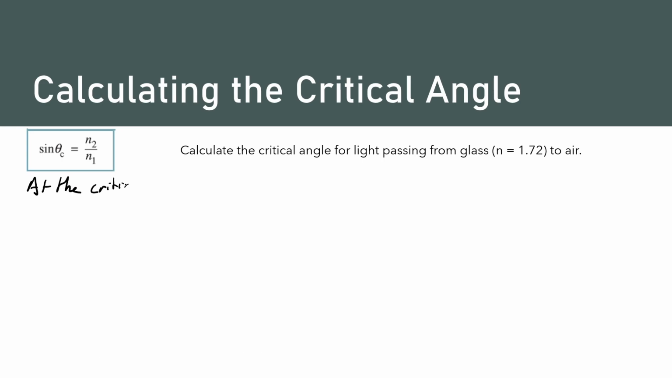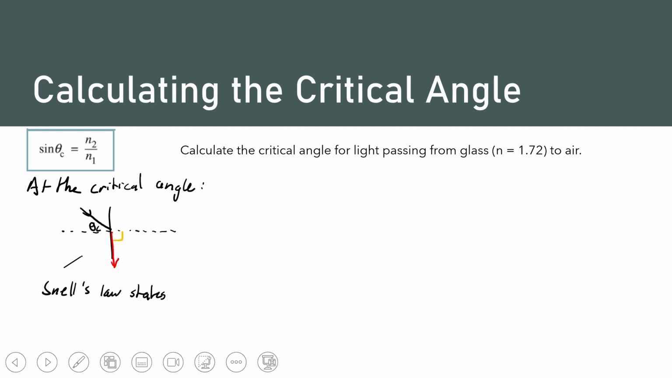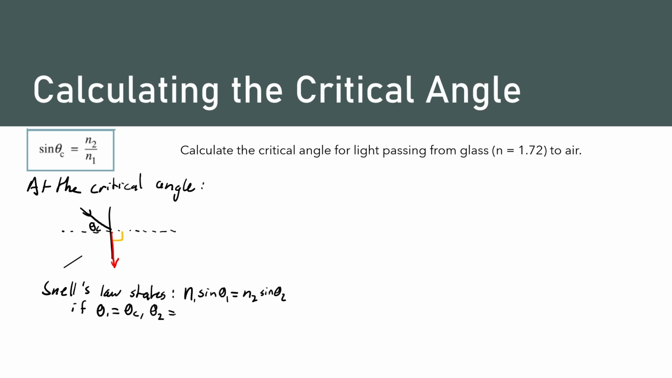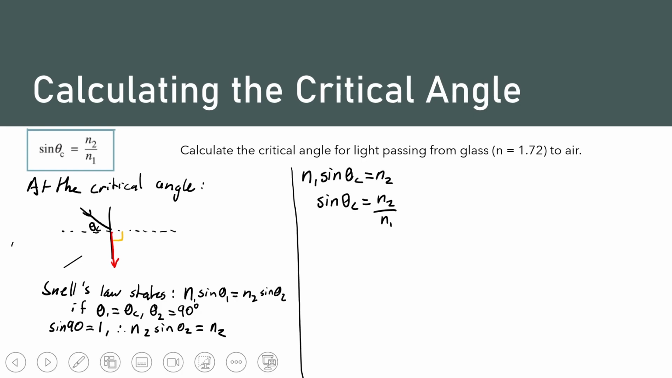So in this little proof, we're assuming that we've got a light ray at the critical angle, and that's theta c. Essentially, at this critical angle, we have a refracted light ray which is at an angle of 90 degrees to the normal. Snell's law states that n1 sine theta 1 is equal to n2 sine theta 2, and we assume that theta 1 is going to be theta c, this critical angle, and theta 2 is going to be 90 degrees. Well, the first thing that we can say is that sine 90 is going to be equal to 1.